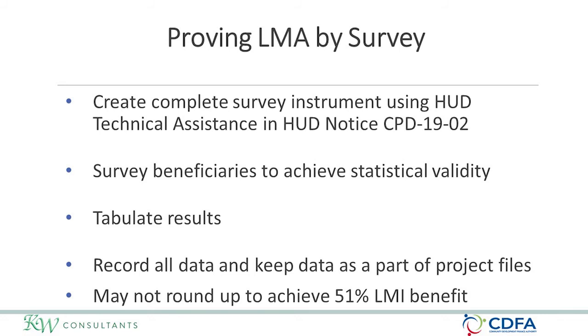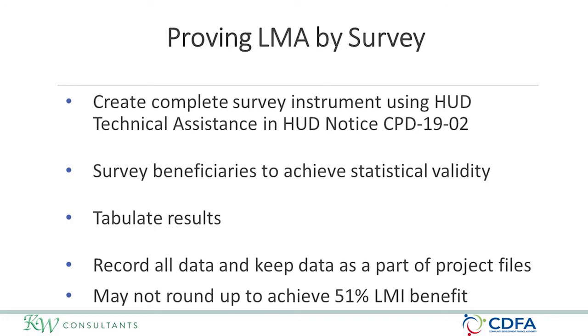If you're going to prove your LMA status by survey, or we call it income survey, the survey must be done in compliance with the guidance provided by HUD. HUD recently issued CPD Notice 19-02 as updated guidance on how to conduct an income survey. You must follow this in order to achieve statistical validity, to tabulate your results, record all the data, and keep it as part of your income survey file.